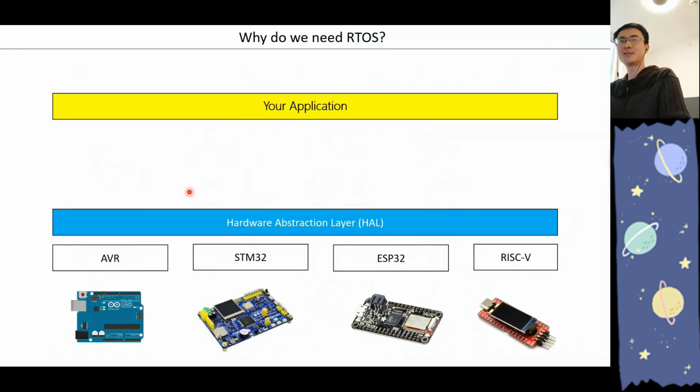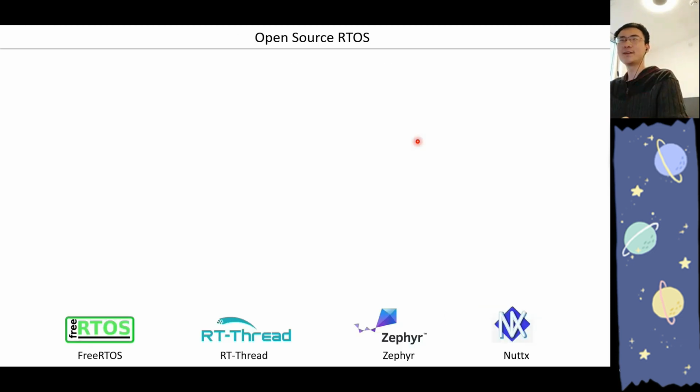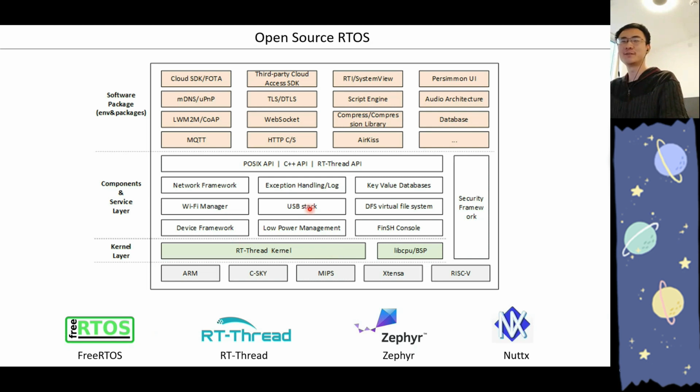In addition, the operating system provides the file system, the networking, the POSIX layer, which I will introduce later, the shell, etc. for you, so that you can focus on your application, and the operating system manages the rest for you. So life is much easier with the help of an operating system. And of course, there are many other choices: FreeRTOS, Zephyr, NuttX. They all provide support for different hardware, the file system, networking, and software packages. Today, of course, I will use RT-Thread as an example.